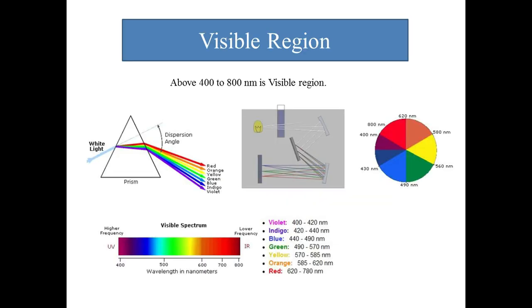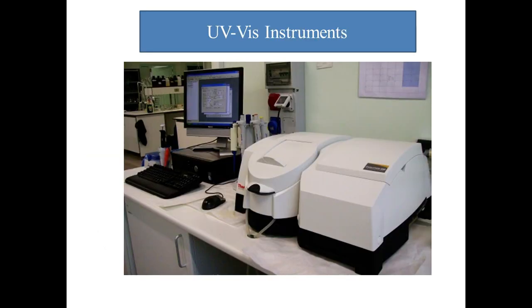So what is the visible region? 400 to 800 nanometer is the visible region. When light is passed through a prism, because of dispersion there are many colors: violet, indigo, blue, green, yellow, orange, red. These appear in the 400 to 800 nanometer range. So we can easily find out whether our compound is colored. This spectrum is useful to find what color is observed in our compound. This is for the UV visible instruments, and we can easily find this out using these instruments.